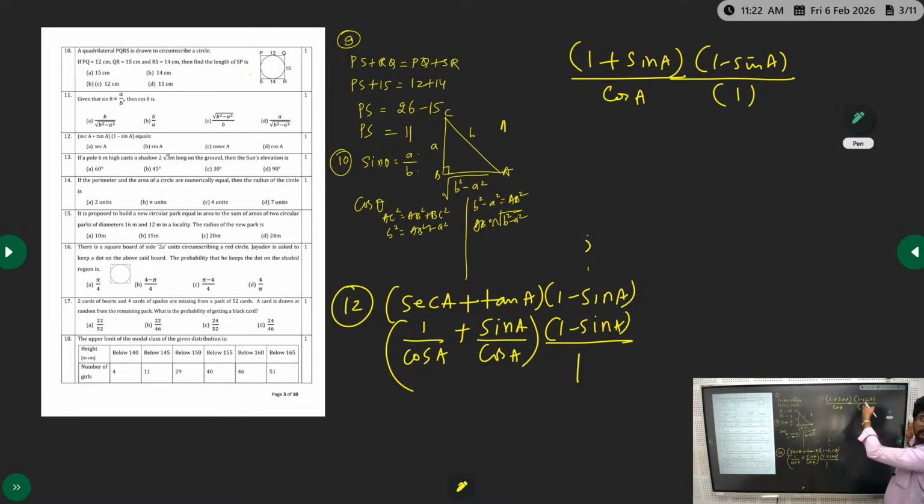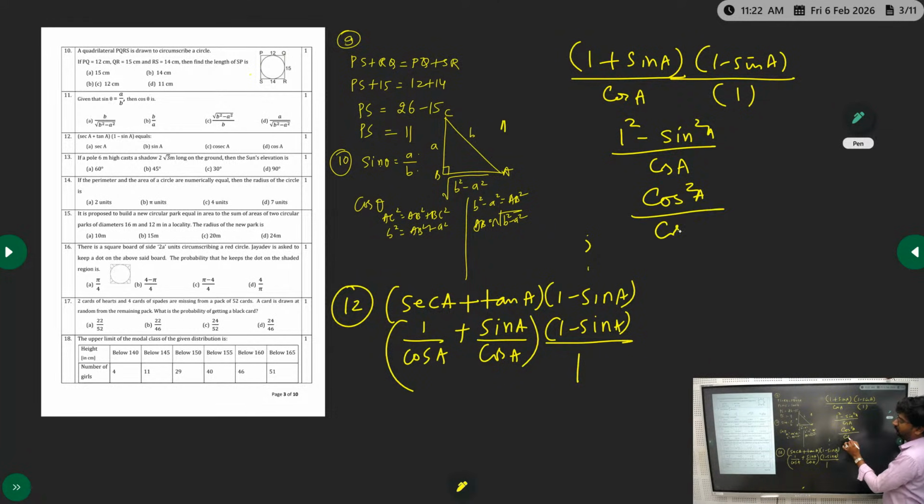(A plus B) into (A minus B), you get A square minus B square by cos A. We have written 17 different forms of 3 identities. Wherever there is 1 minus sin square A, it is cos square A. So cos square A by cos A, the answer is cos A. How did you get secant A? Cos square by cos, the answer is directly cos A. No, not 1 by cos to get secant. Check where you went wrong.